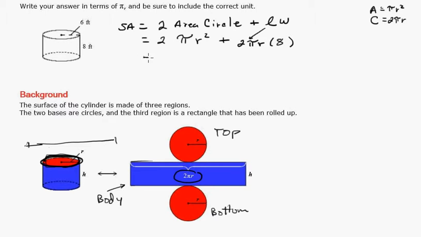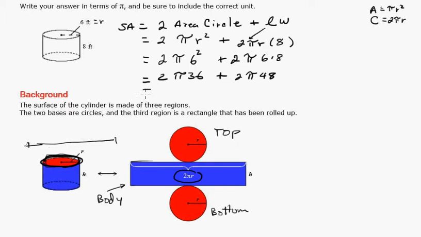We have a little bit more to plug in. They tell us that the radius, r, is 6. So we get 2 pi times 6 squared plus 2 pi times 6 times 8. So 6 times 6 is 36, so that's 2 pi times 36 plus 2 pi times 48.